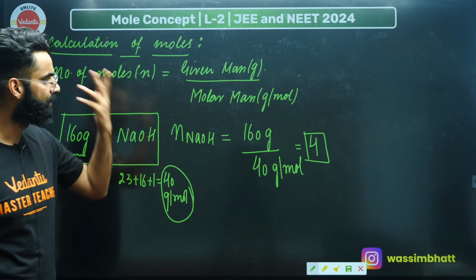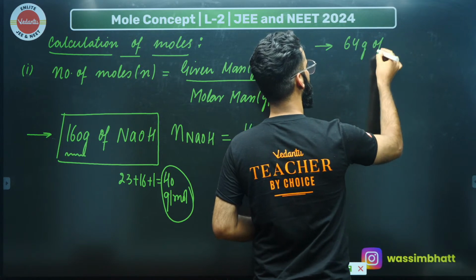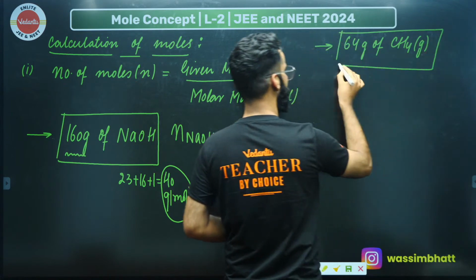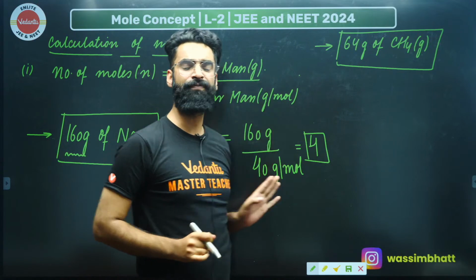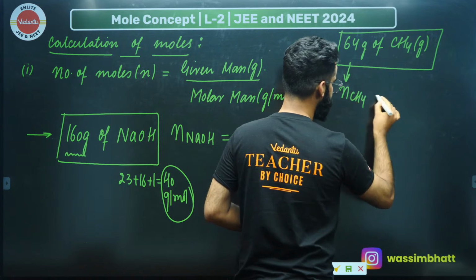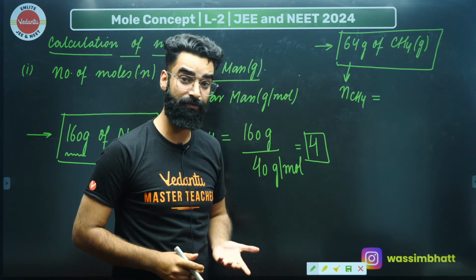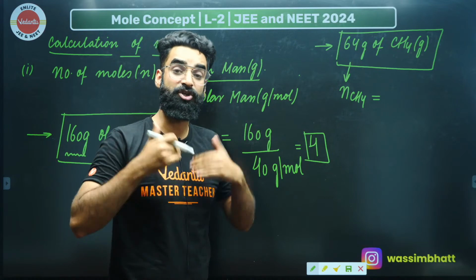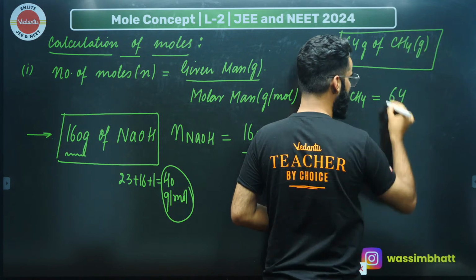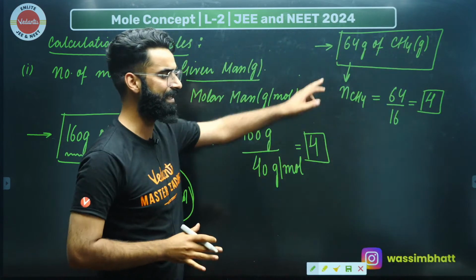As simple as that. For example, I'm writing one more statement: 64 grams of CH4. Let's assume I have a container which contains 64 grams of CH4. Now I need to calculate how many moles of CH4 are there in the container. First of all, understand what is given to us. Are we given the mass of CH4? Yes. Whenever the mass of the substance is given and you are supposed to calculate the number of moles, what are you supposed to do? Given mass of the substance divided by molar mass of the substance. The value again comes out to be 4. That means there are 4 moles of methane present in this container.